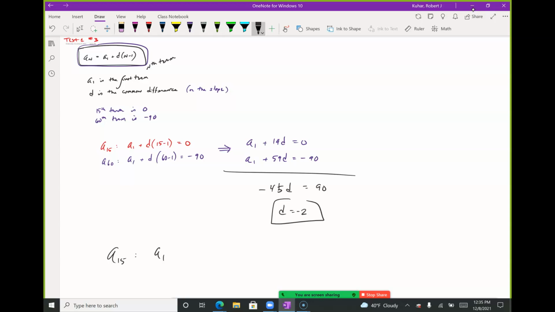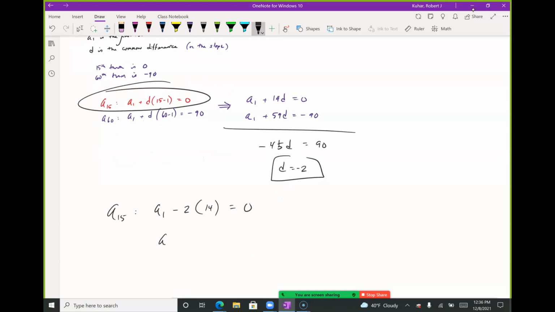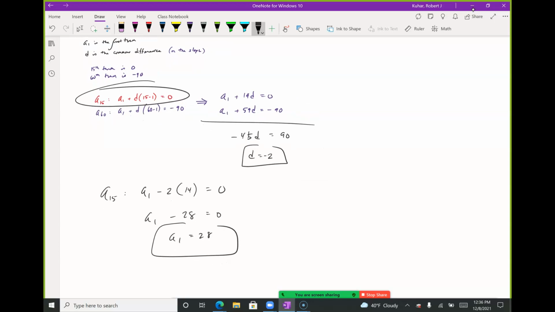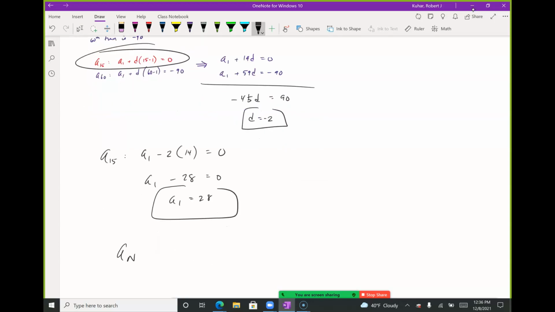So a sub 1 minus 2 times 14 should equal 0, right? I'm plugging it into a sub 1, but I know d now. So I get a sub 1 minus 28 is 0, so a sub 1 is 28. Once I know the first term and the common difference, I get the general term. So a sub n is 28 minus 2 times n minus 1.